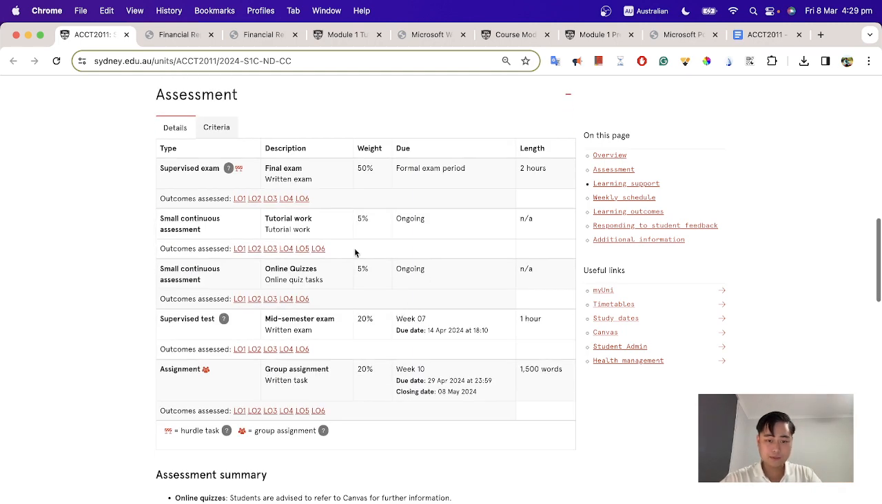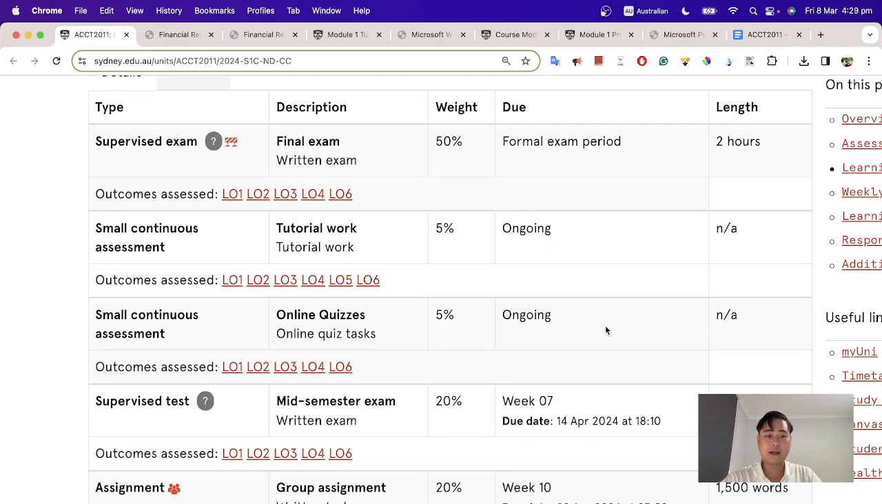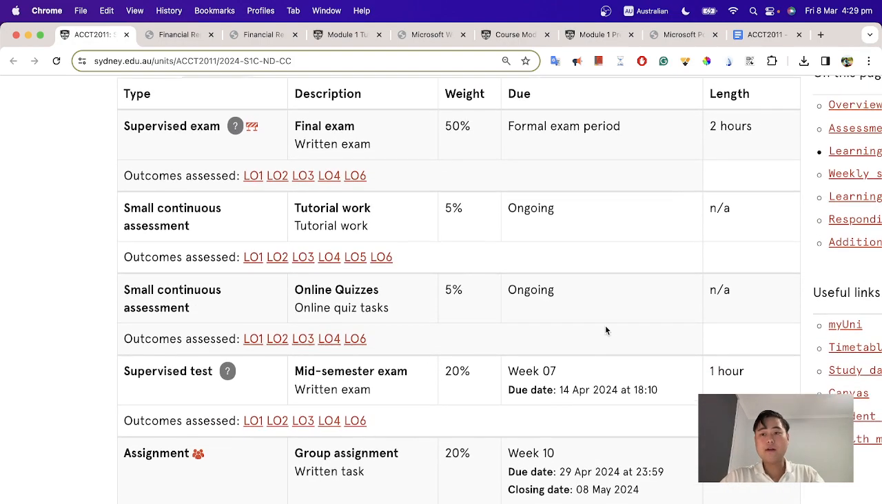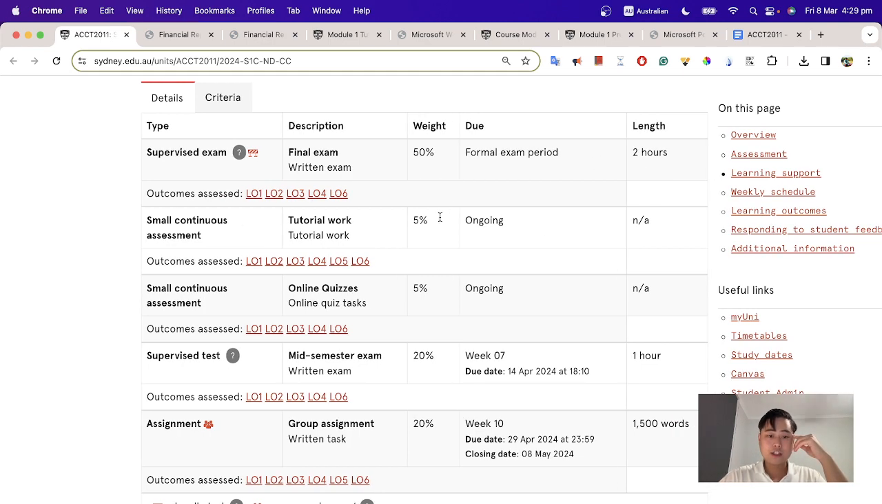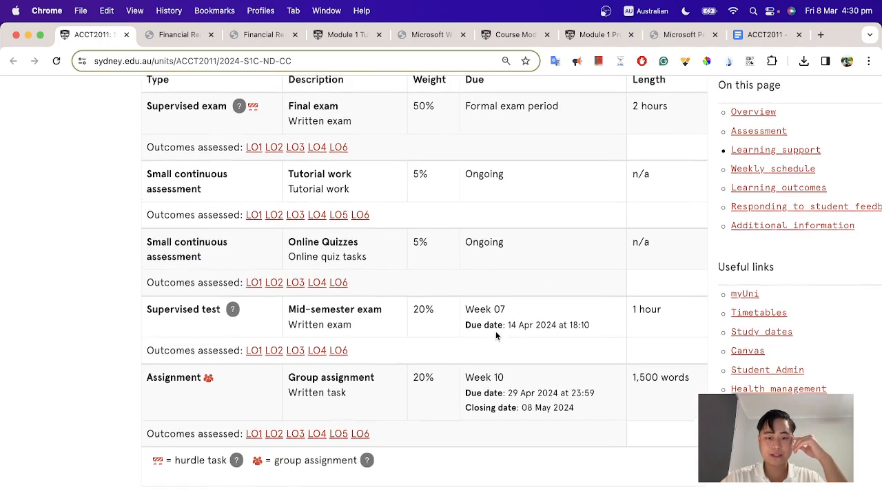Let's look at the assessment. So the final exam is a hurdle test during the final exam period. Once again, final exams are back in person this year in 2024. Supervised exam, 50% of the weight. It is 2 hours in length. Small continuous assessment. So this is basically rocking up to your tutorial. If you rock up to your tutorial, you get 5% free. Small continuous assessments. These are online quizzes, 5%. Supervised mid-semester test, that's 20%.